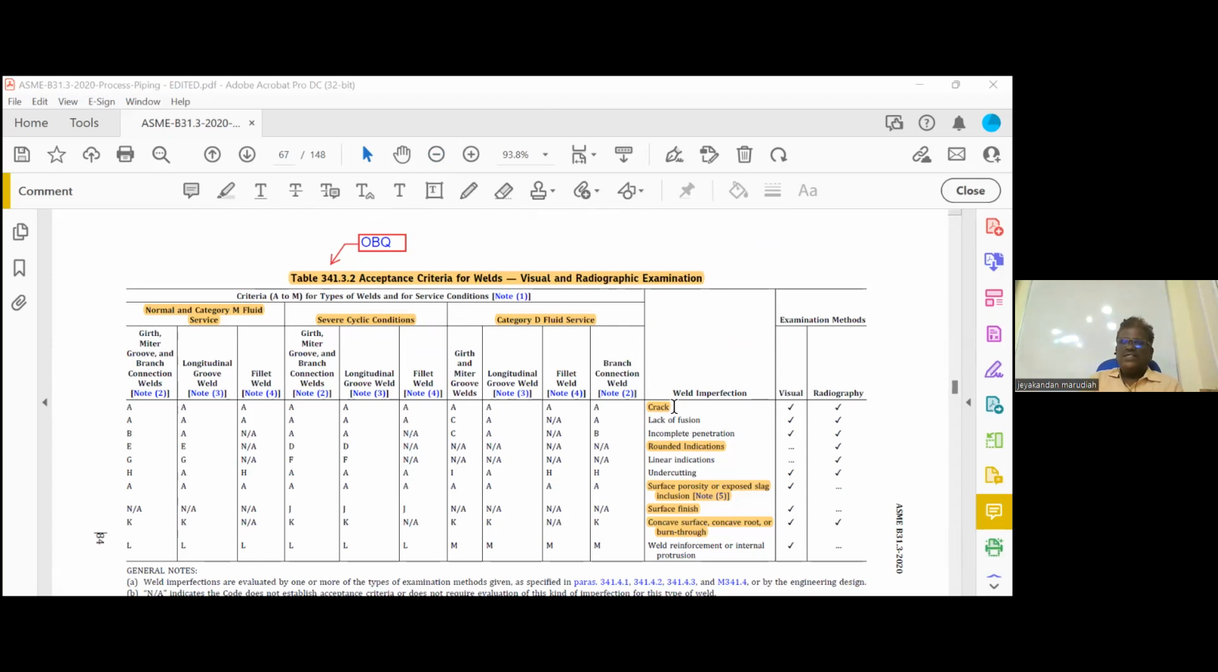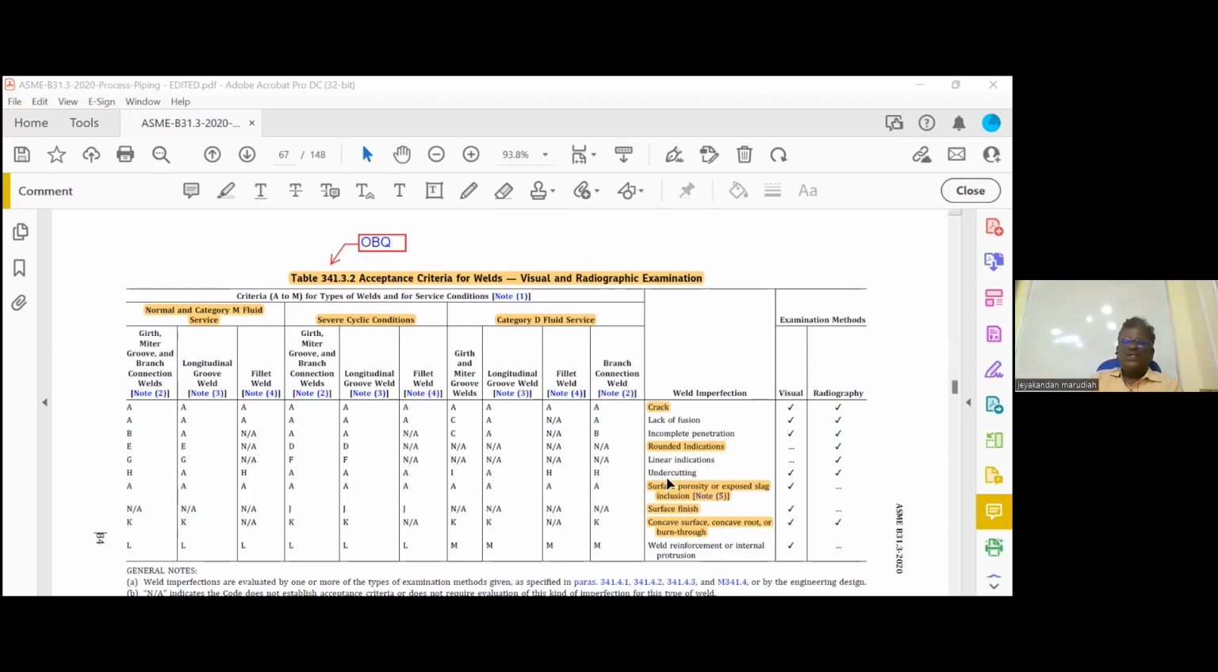You can see here, I highlighted some of these because they will not ask them in the exam. Crack they will not ask in the exam because crack is not allowed in any service. Round indication they will not ask in the exam. Reason is, for round indication you have to refer section 8. Section 8 is not part of our exam. Surface porosity they will not ask. Again, it is not acceptable. Surface finish they will not ask in the exam. Root concavity they will not ask because the root concavity rule says we have to measure the density.